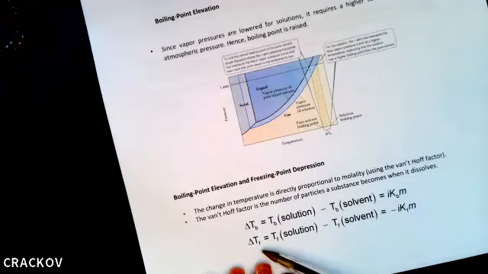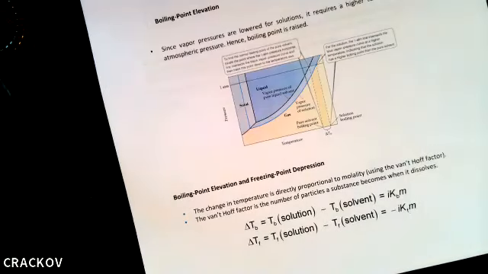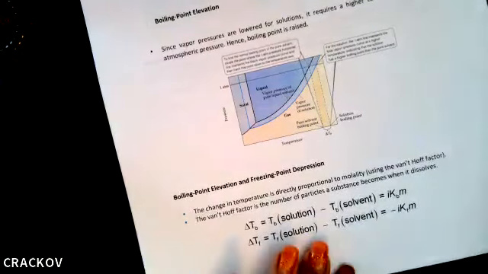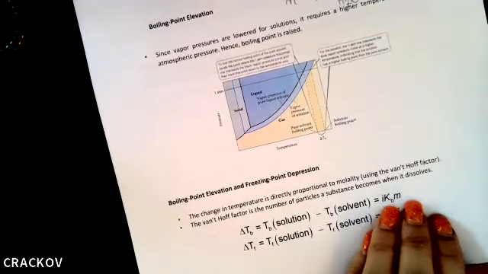And for the freezing point depression, it will be the freezing point of the solution minus the freezing point for the solvent equal to minus I KF M. M is for molality, KF is for the freezing point constant, and the I for the Van Hoff factor.